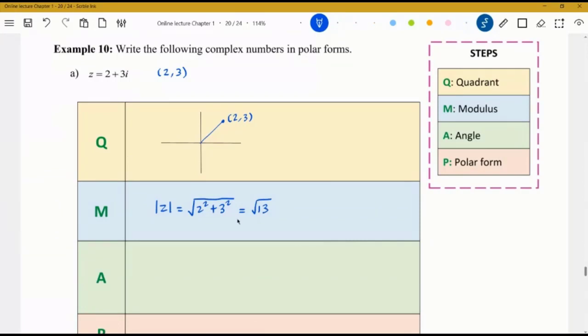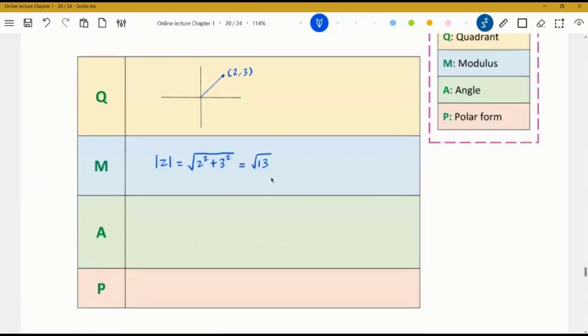Okay, 4 tambah 9 dapat 13. So, ini tak boleh simplify. So, we just leave it like that. Okay, for argument, untuk first quadrant adalah inverse tangent of B over A. B kita adalah 3, A kita adalah 2. So, directly use your calculator.